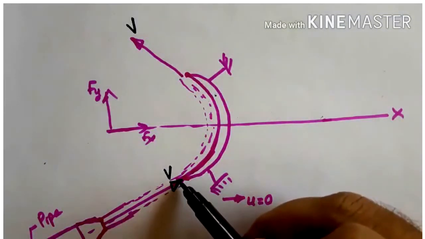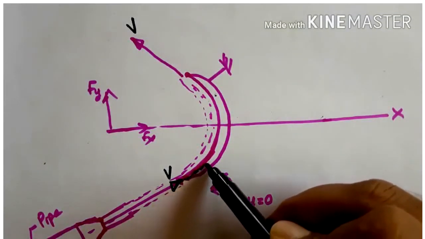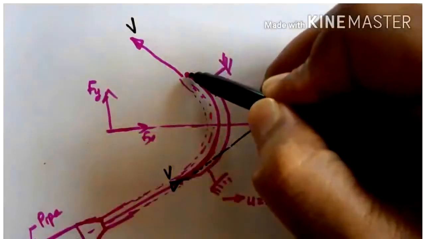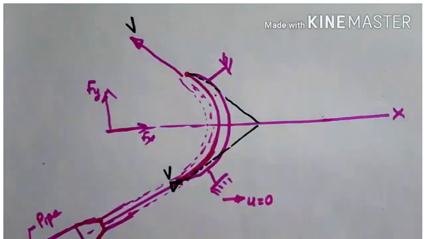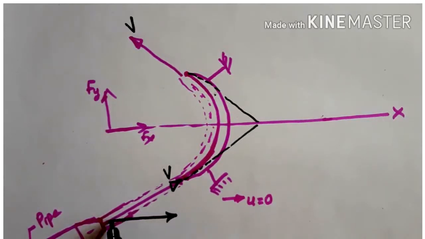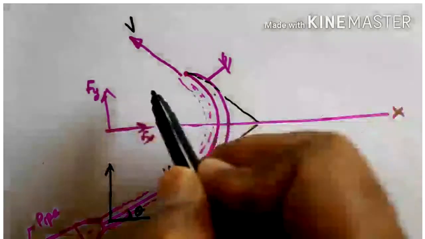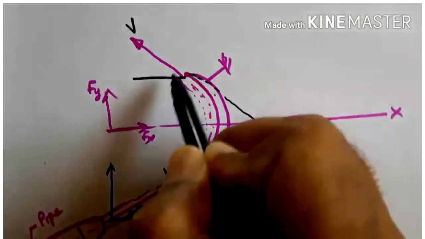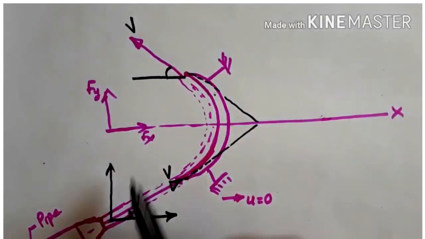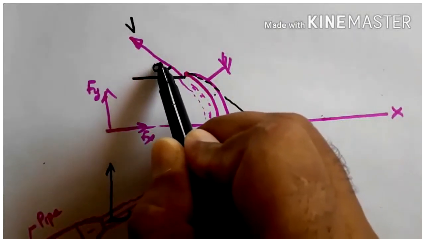If we draw a tangent like this, it is entering tangentially. This is a tangent to the vane, and the jet is entering with a certain velocity by making an angle of theta with the horizontal. Then again it exits at the outlet, again making a certain angle. These two angles are not equal, so this makes an angle phi here.